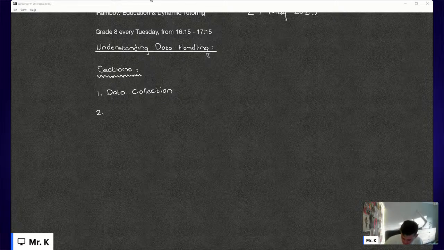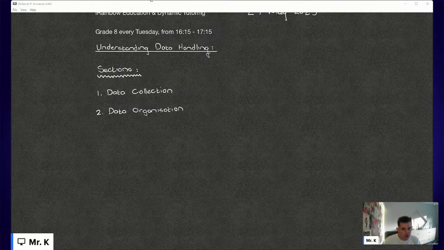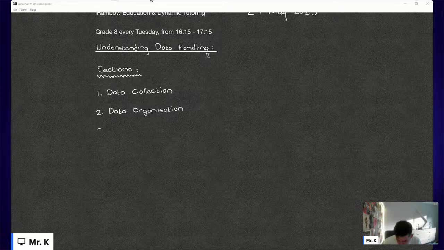Number two, once we've done that, we have a section on data organization, right? How do we take this information that we've collected and put things into groups or put them into ascending or descending order or some other kind of order? How do we prepare this data to be used?